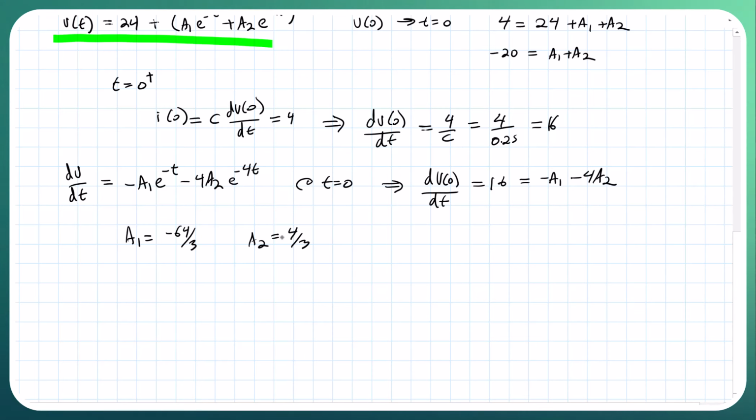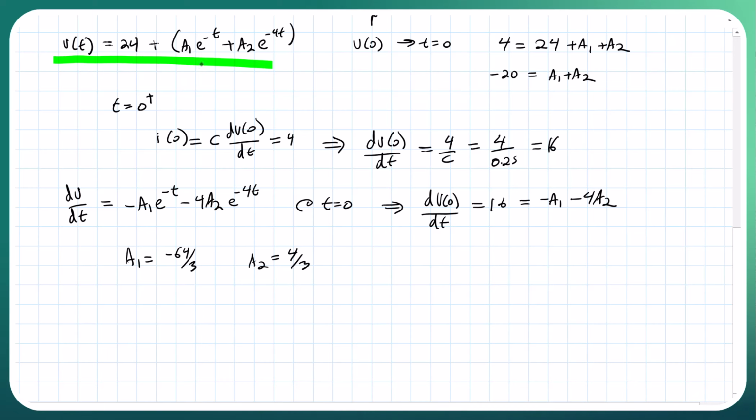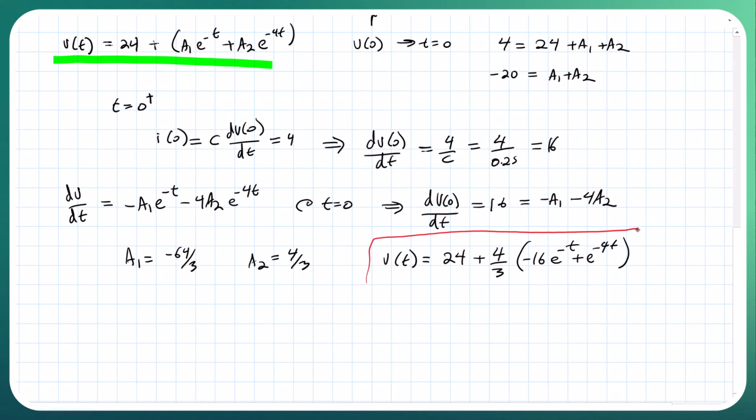We plug that back into the equation up here in green, and we get V of t, our response there, is 24 plus (4/3 minus 16) e to the minus t plus e to the minus 4t. Okay, and that's going to be our voltage response.